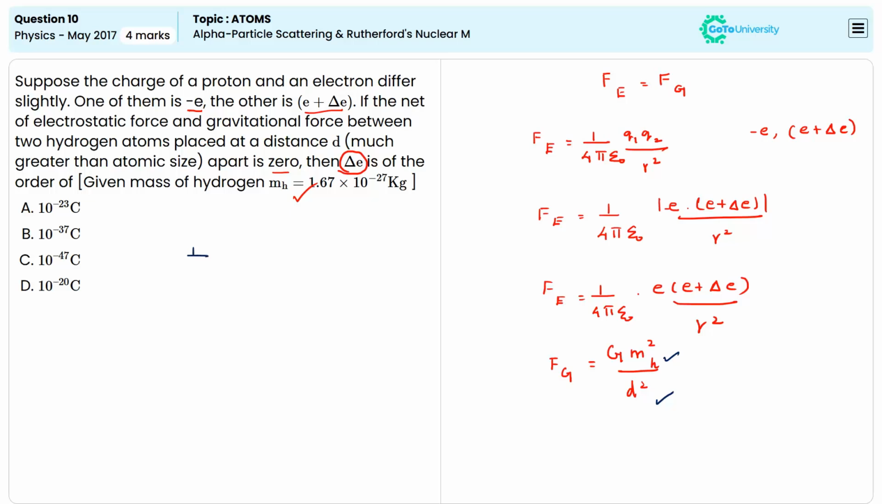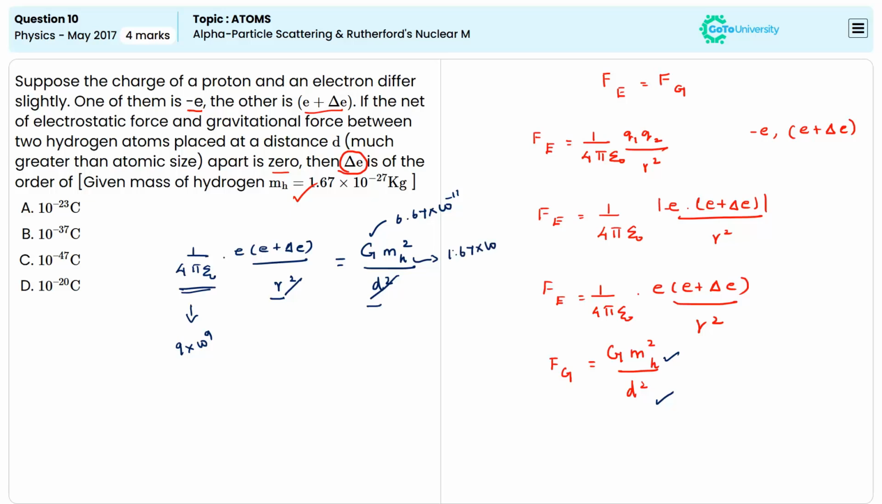So we can write 1 over 4 pi epsilon naught times e into e plus del e divided by r square will be equal to G times m_H whole square divided by d square. Here r and d both represent the distance, so they cancel each other. And it's known that the value of 1 divided by 4 pi epsilon naught is 9 times 10 to the power 9, whereas G is 6.67 times 10 to the power negative 11, and the mass of a hydrogen atom is 1.67 times 10 to the power negative 27.